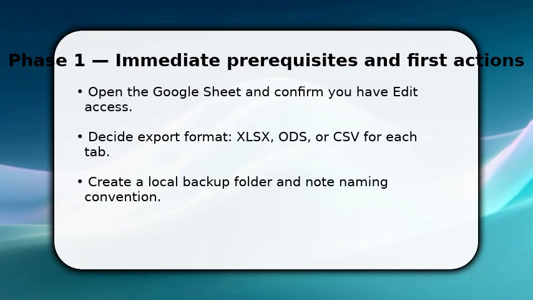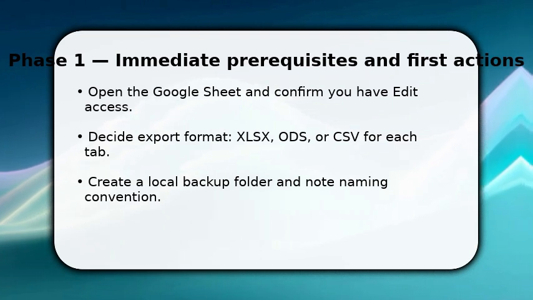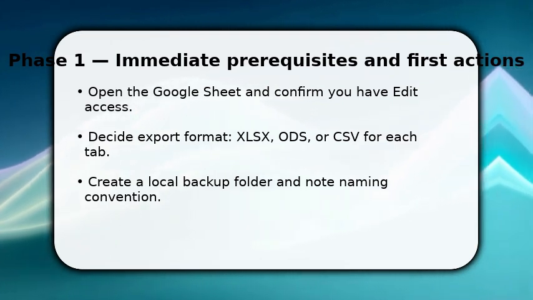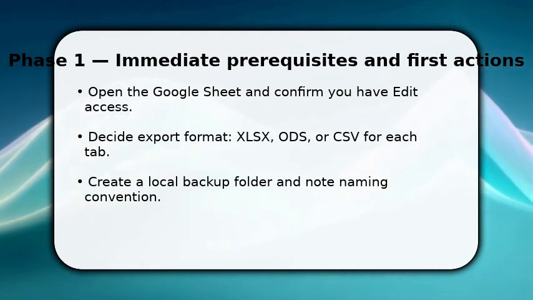You start by opening the sheet and verifying edit access. This ensures you can export. Next, choose export formats, CSV for raw data or XLSX for formulas and formatting, because format affects later restores.